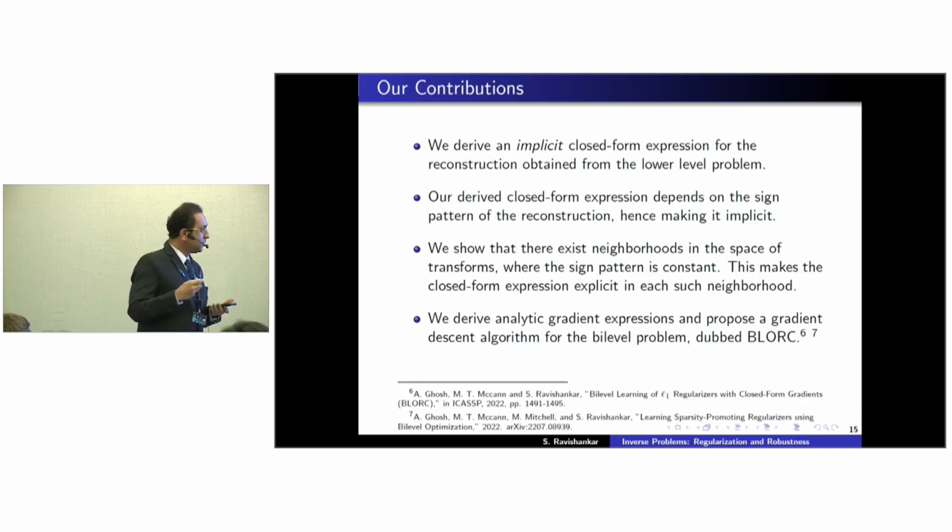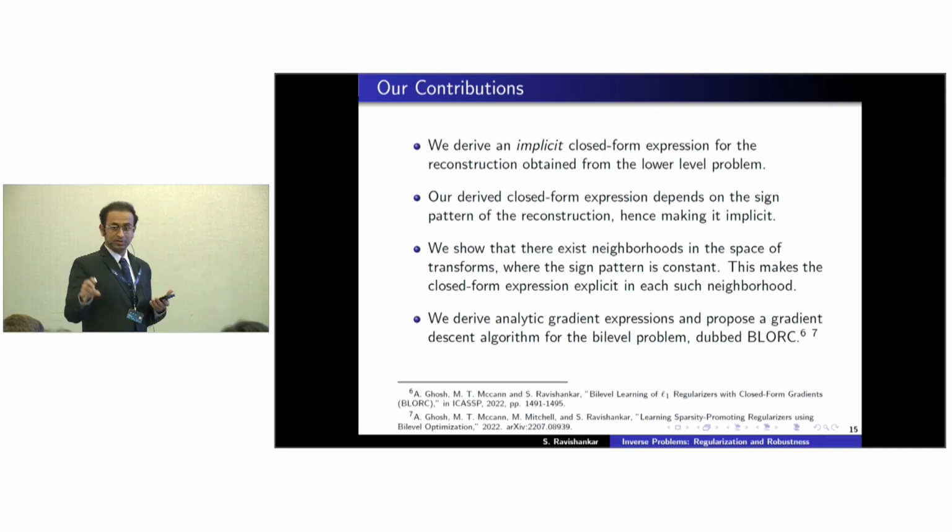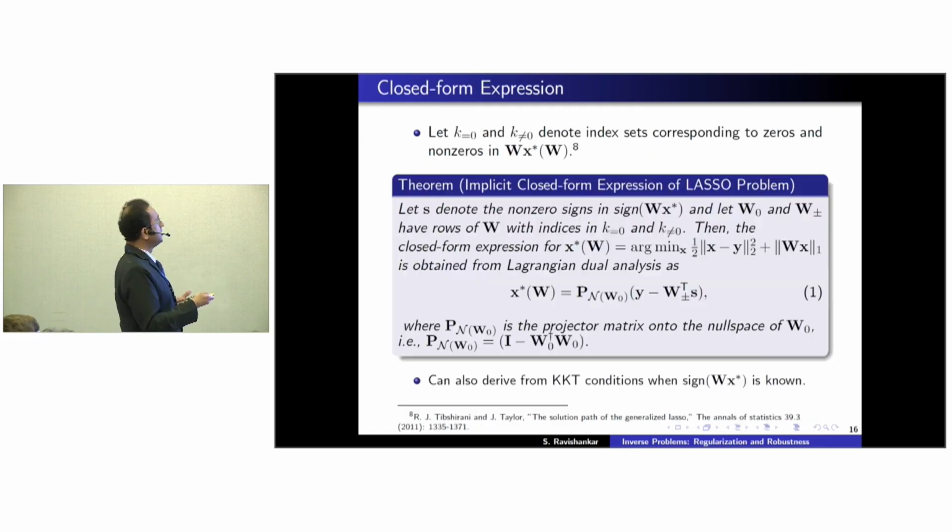The way we are going to do this is to derive an implicit expression for the solution of the L1 minimization problem. Then we will look into when that implicit solution becomes explicit, and that will lead us to a gradient descent algorithm with an explicit expression. So here's the theorem.